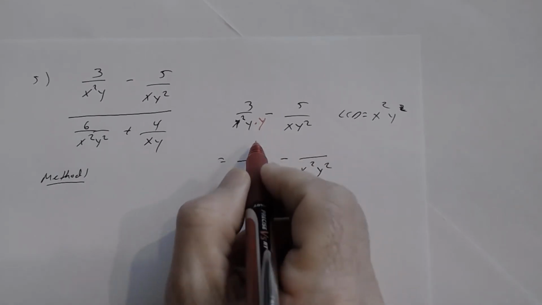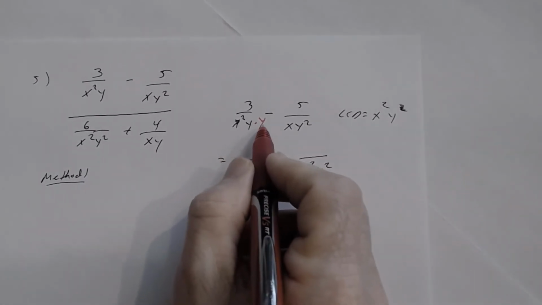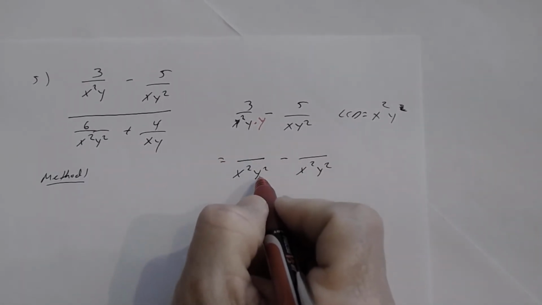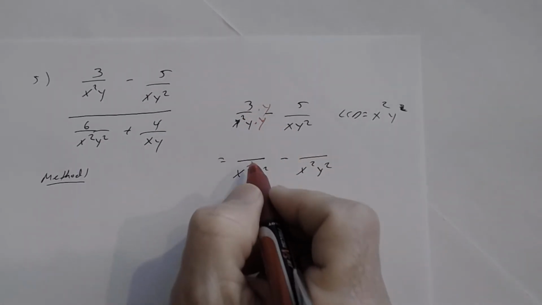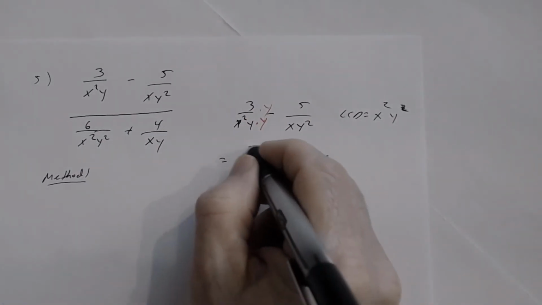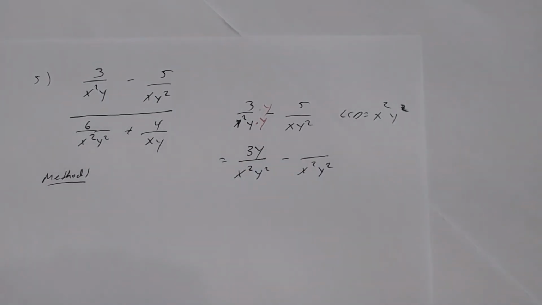I got to multiply this by y. So if you multiply the denominator by y, because y times y is now y squared, I have to do the same thing with the numerator. So what goes here? 3 times y. So this is 3y.